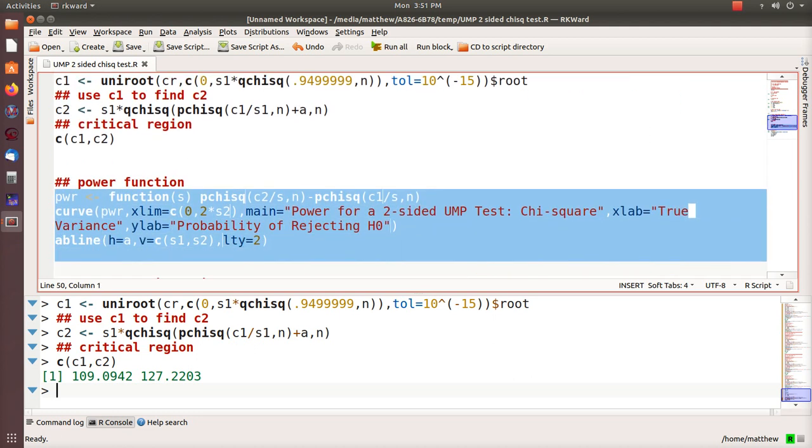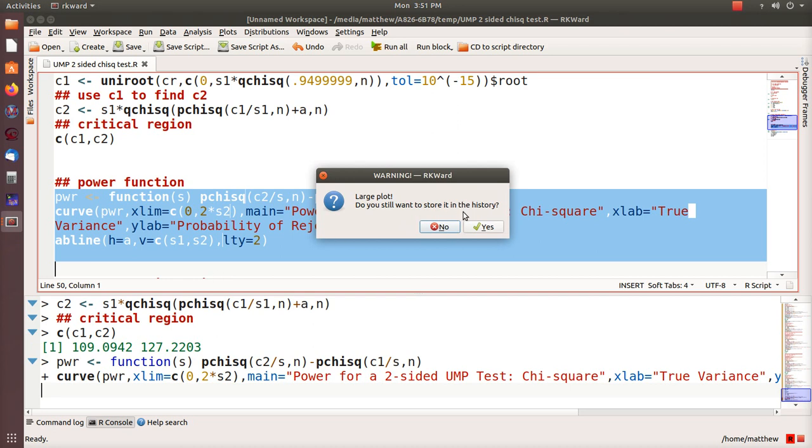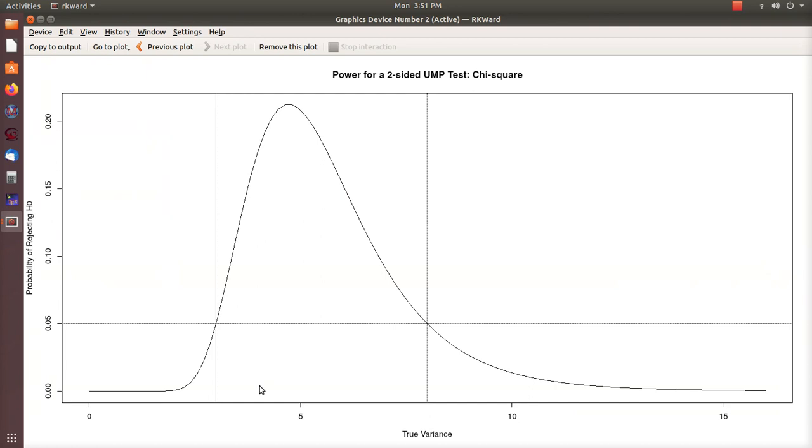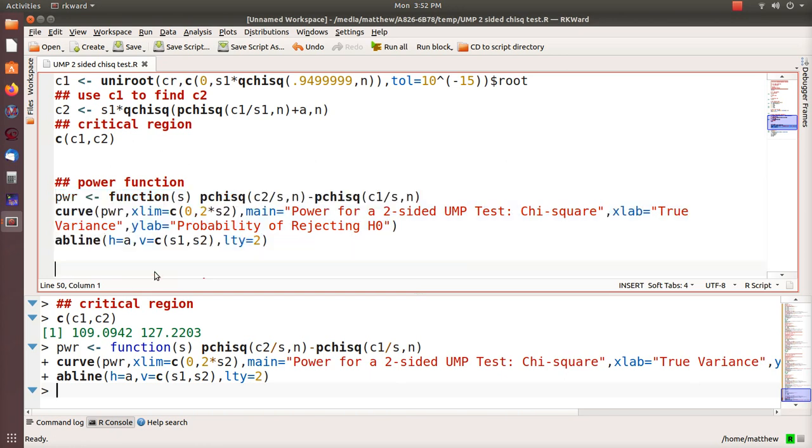From that, we can calculate the power curve. This is cycling through all possible sigma squared values. And notice here, our null hypothesis is less than 3 or greater than 8. Notice that the size of the test is definitely less than alpha, which is 0.05. The power goes up in the alternative region, which is kind of cool in itself. So the power is around 20%, around 4.5. So that's it.